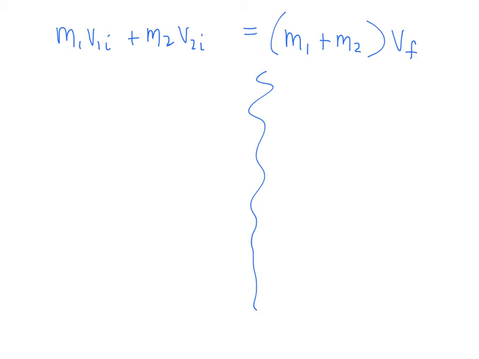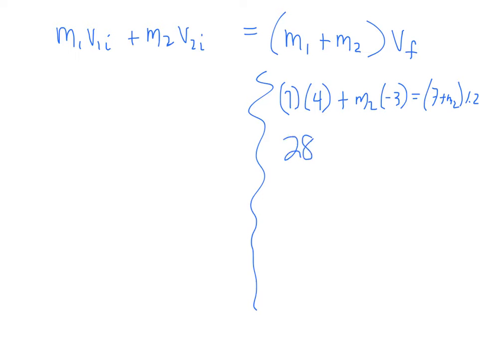All right, on the right-hand side, let's plug in numbers. So we've got 7 times 4 plus M2 times negative 3 equals 7 plus M2 times 1.2. I'm just plugging in numbers in that above equation. And what we'll notice is that M2 is here and M2 is here. So it's still a messy problem to solve. Okay, let's solve it numerically. Let's continue, and then we'll go to the algebraic solution.